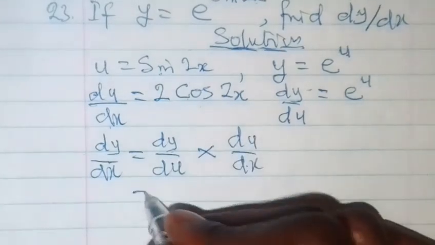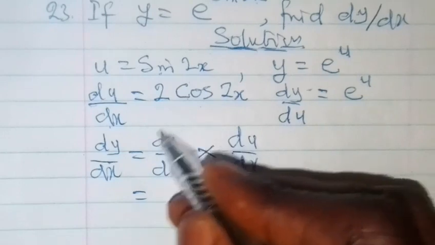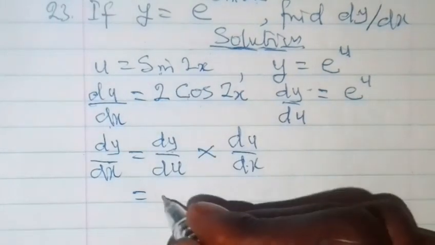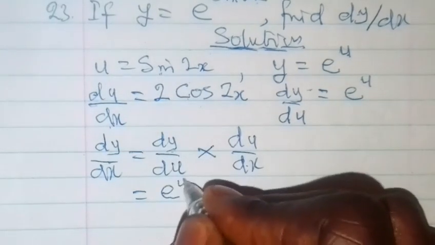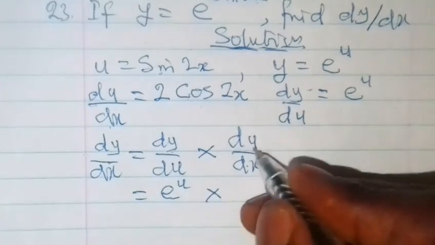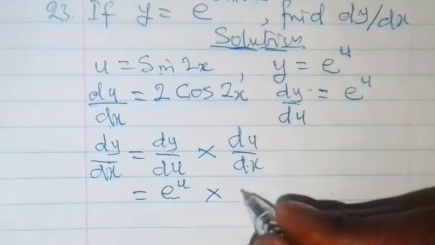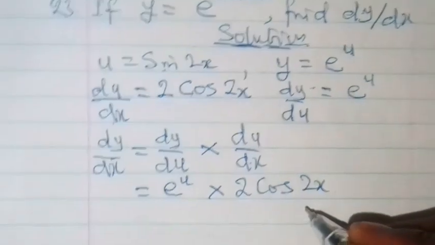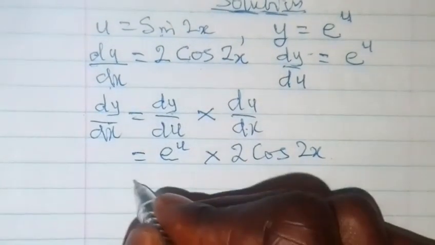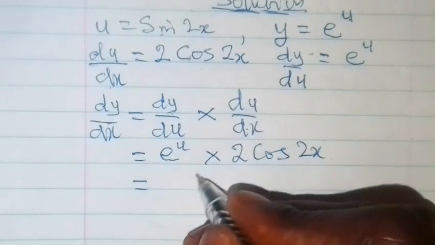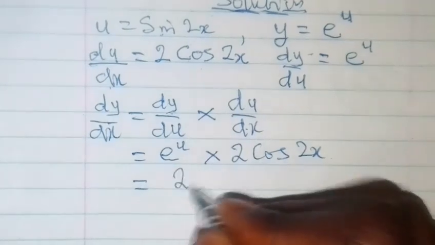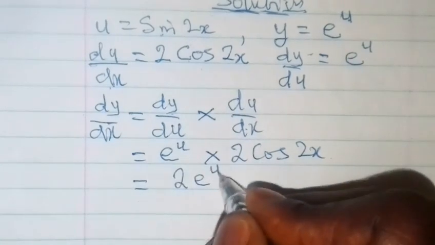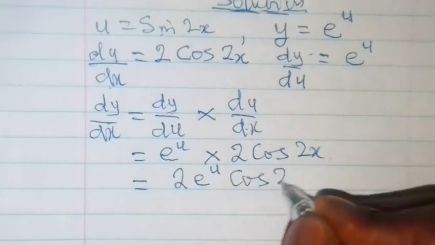So in the next step, we are going to take the derivative for this first function, which is e power u. We'll write it out, e power u, then multiply by du/dx. We have 2 cos 2x. And if we go on ahead to solve this, we are going to have 2e power u, then cos 2x.